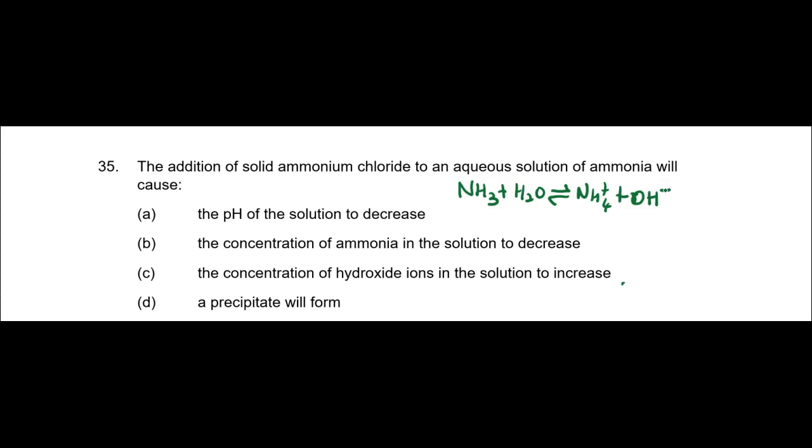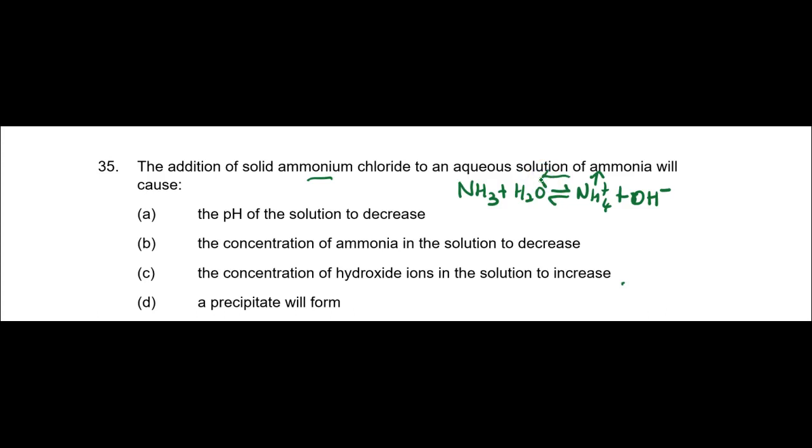Okay, if ammonium chloride solid were to be added, it would dissolve in the solution since it's a soluble salt, and it would interfere with the equilibrium because it would increase the concentration of ammonium ions. If this were to happen, the equilibrium will shift to the left to counteract the change. So let's look at the statements given.